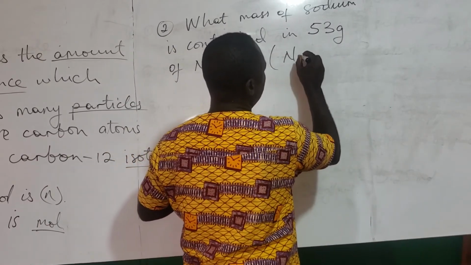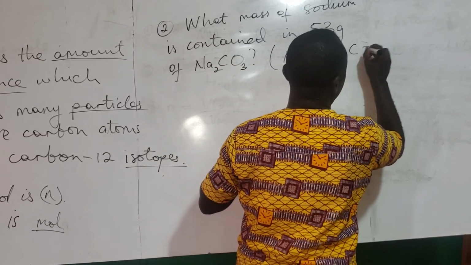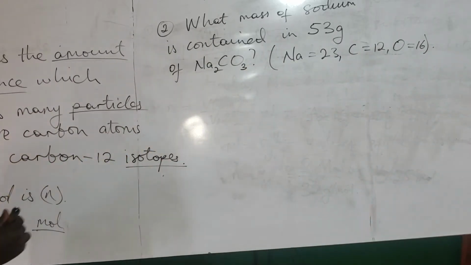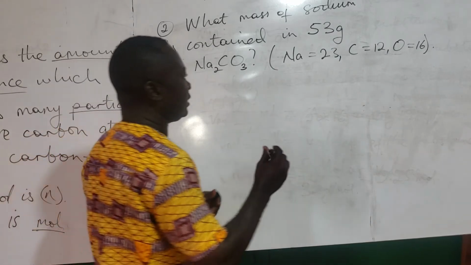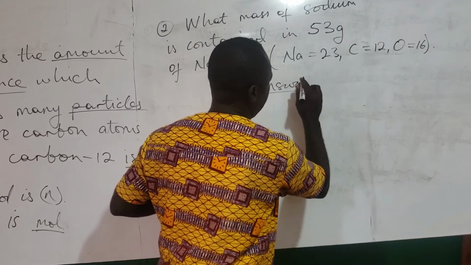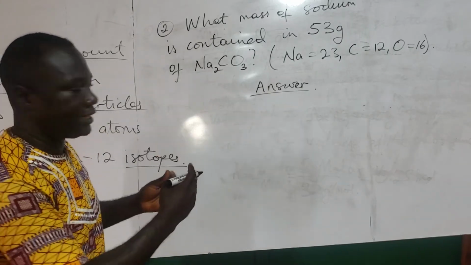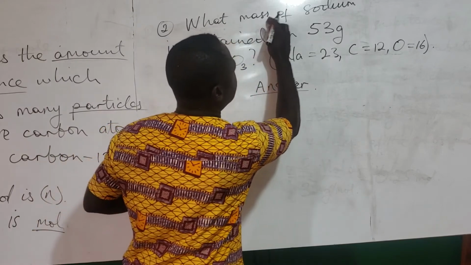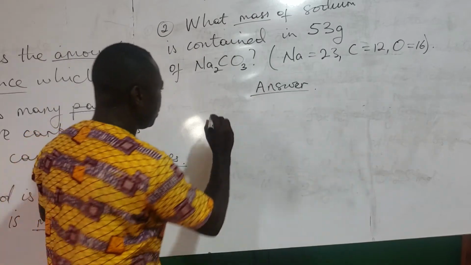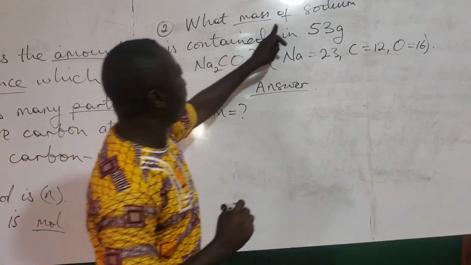In the question, they have given the relative atomic mass of sodium, the relative atomic mass of carbon, and oxygen too. If you have such a question, as I already said, try and analyze the question first. Try and bring out the information which is being provided. The first thing you should notice is, what mass of sodium is contained, meaning we are supposed to calculate the mass. So here we have m, which is what we are looking for, that's the mass, small m.